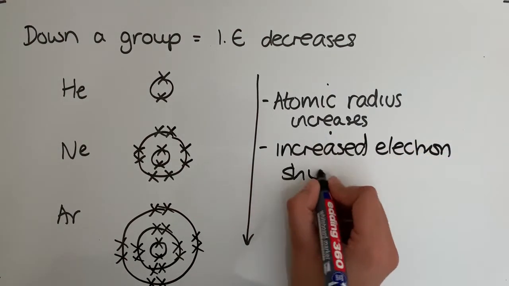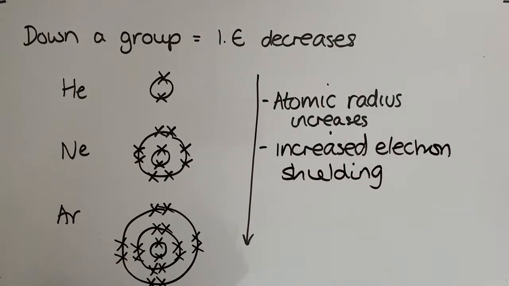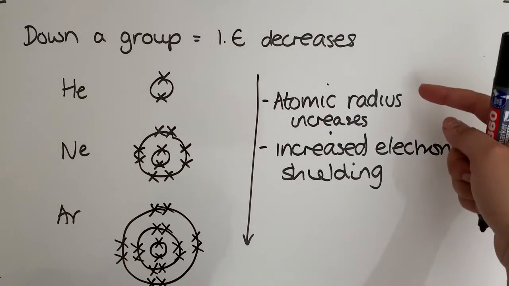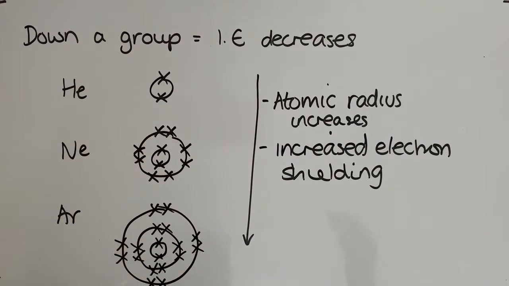You can say more electron shielding as you go down the group. Any way you phrase that should be fine. So increased electron shielding as you go down. Also, as you go down the group, the nuclear charge does increase. But over here, the atomic radius increasing and the electron shielding increasing outweighs the nuclear charge increasing.